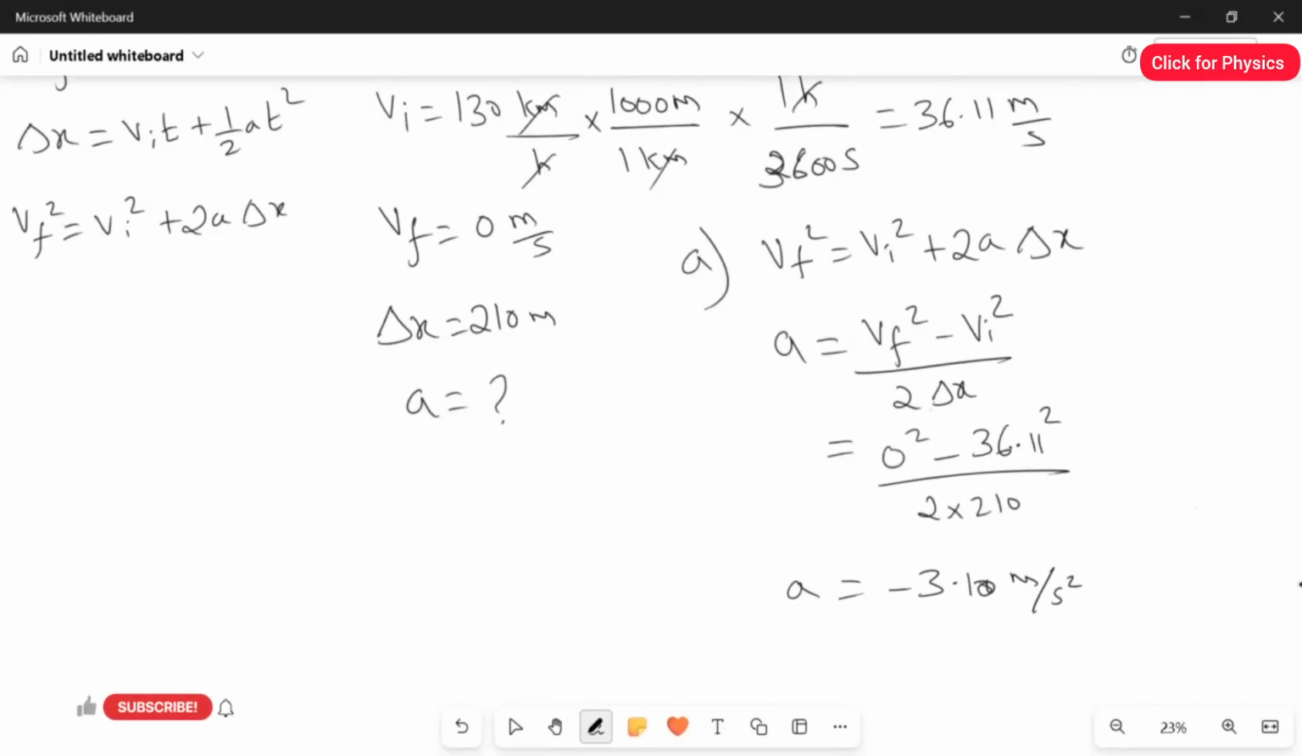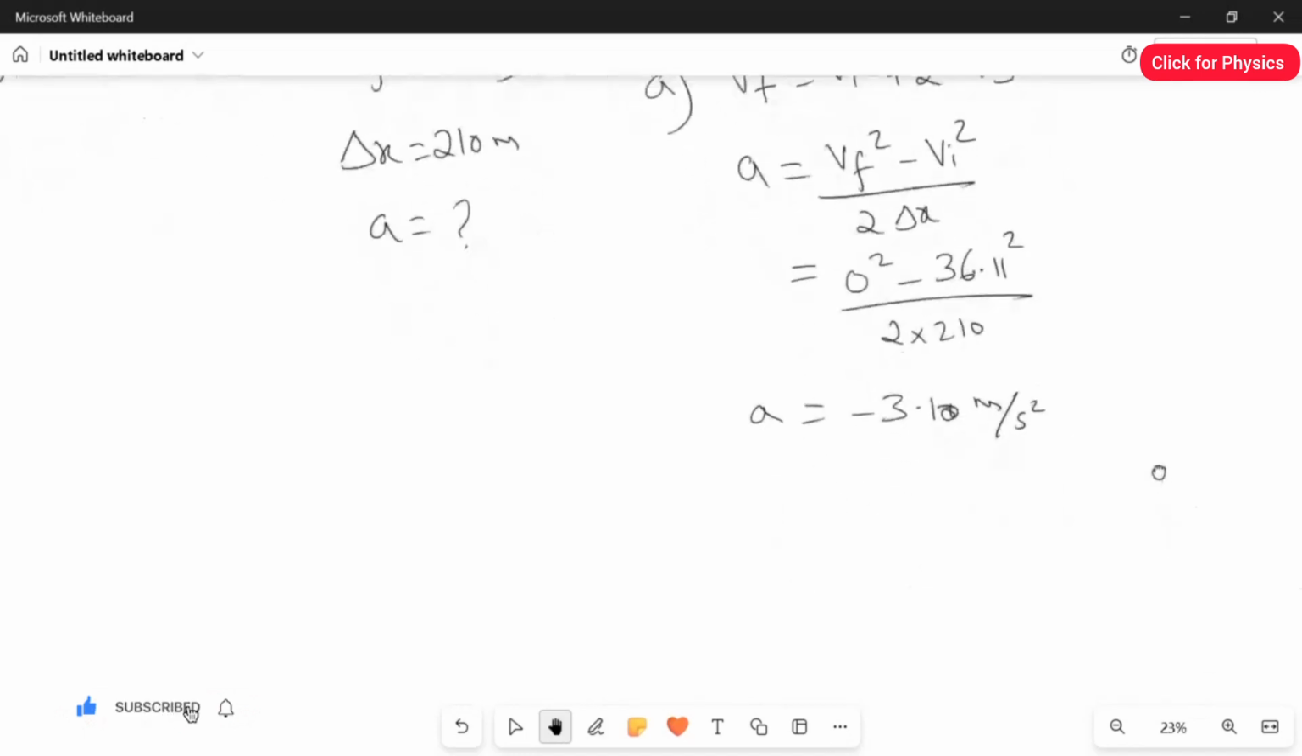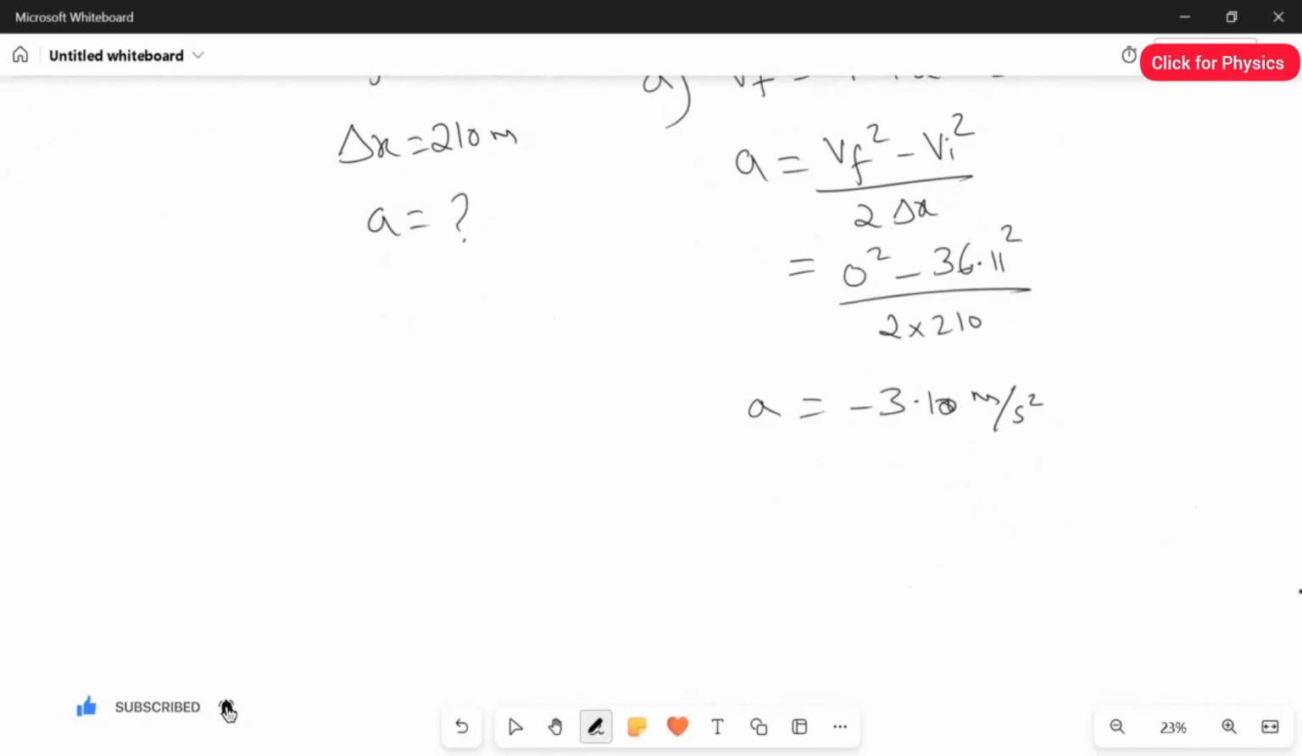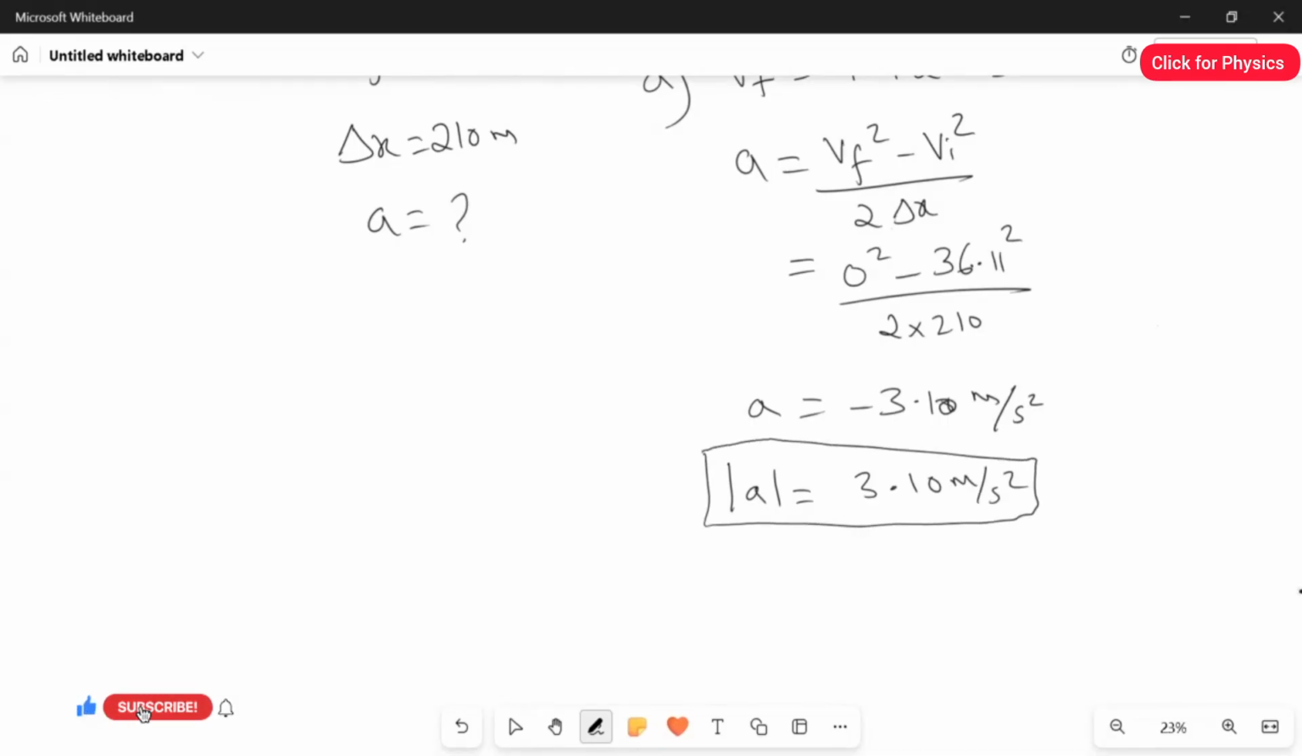So that means this is a negative acceleration, which is called deceleration, but they ask you to give only the magnitude value. So the absolute value of a is equal to positive 3.10 meter per second square. Clear? And in the second part of the question, how much time does the car take to stop? That means we have to find the value of t.